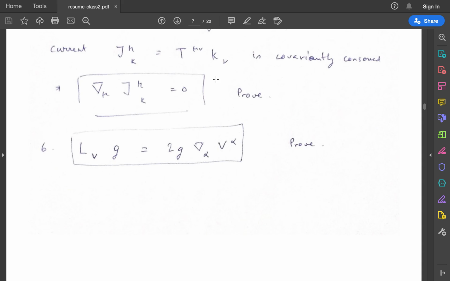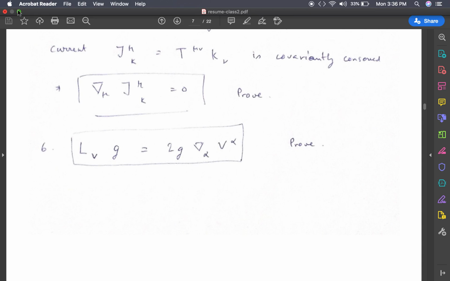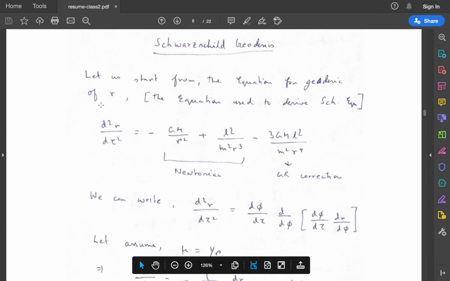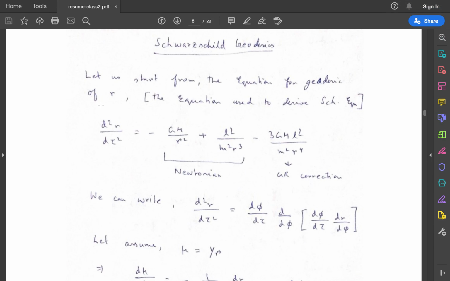Okay, let's stop here now and see what we have next. Dear students, welcome back. This week we will be reading about Schwarzschild geodesics and the proof of Einstein equations. Let us start from the equation for the geodesic of r, which has already been derived when we were deriving the Schwarzschild solution.